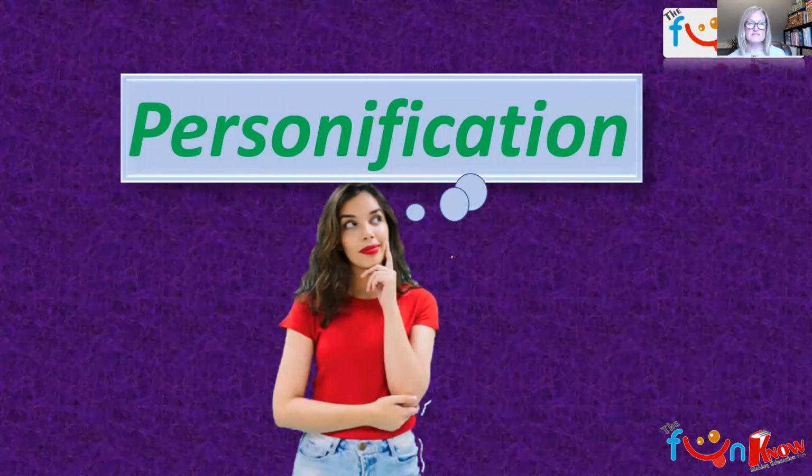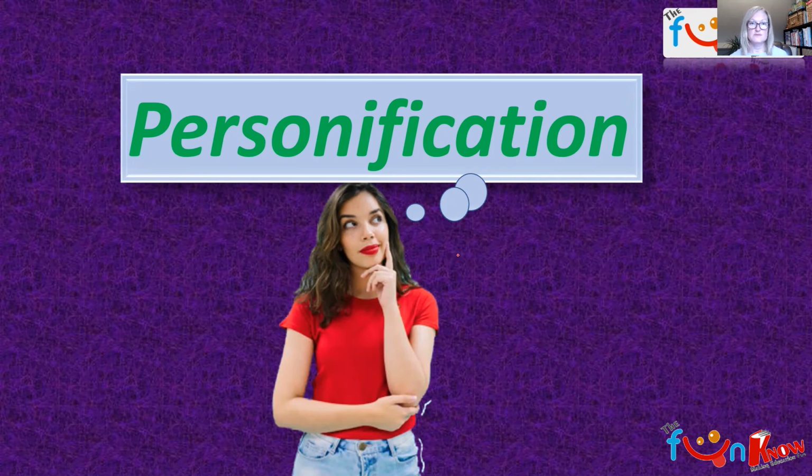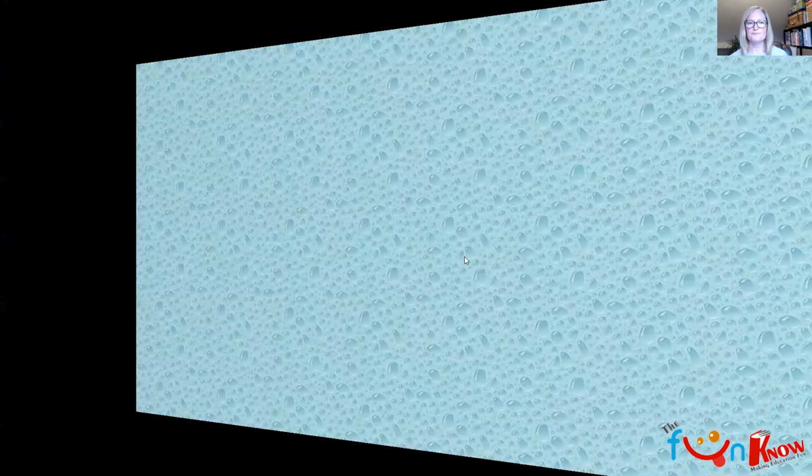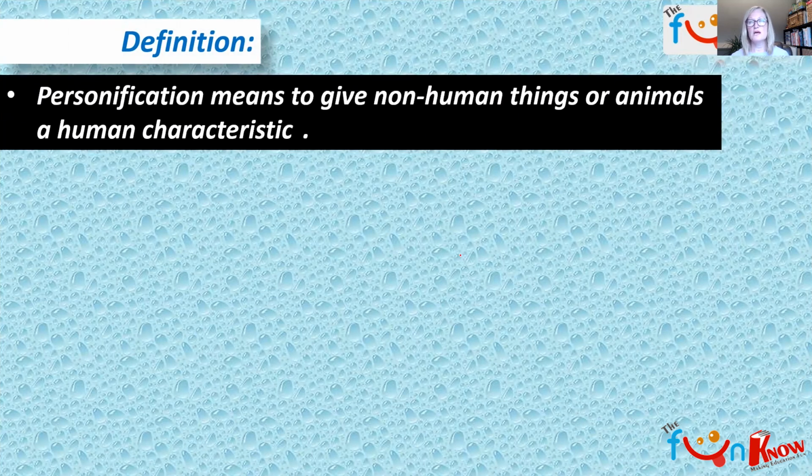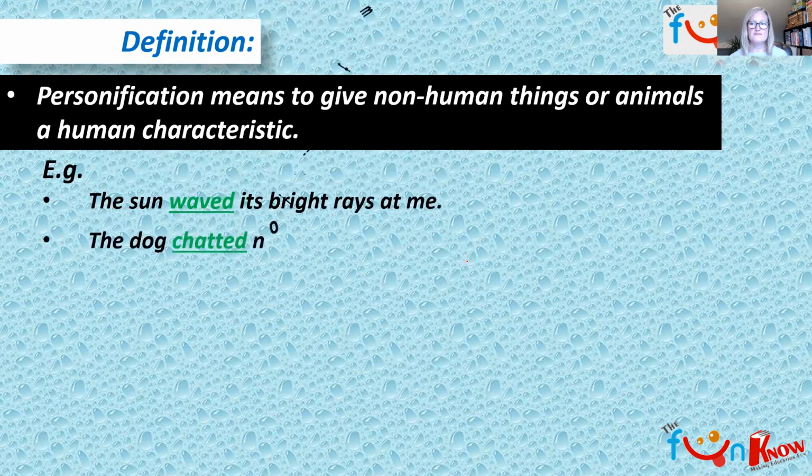So our final piece of figurative language that we're going to look at in this particular video is personification. So this is the definition of personification. It means to give non-human things, or actually animals, human characteristics. And here's our example. The sun waved its bright rays at me. The dog chatted noisily to me.